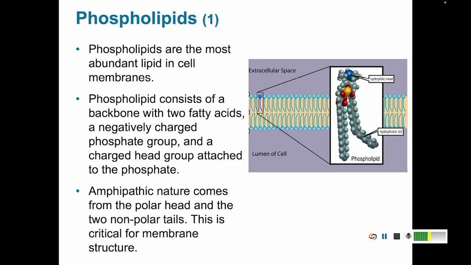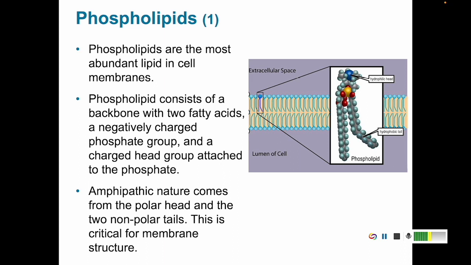Phospholipids are the most abundant part of cell membranes. You're probably very familiar with them at this point. They have this phosphate head that is hydrophilic, these lipid tails that are hydrophobic. So they have these two fatty acid tails, and their phosphate head is negatively charged, which allows it to interact with that polar water molecule. And a charged head group attached to the phosphate.